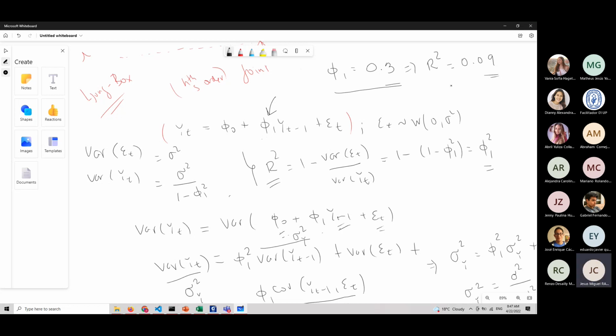But in this case, in the time series context, this R square is low by construction. It's not because there is more information. By construction, it will be low.